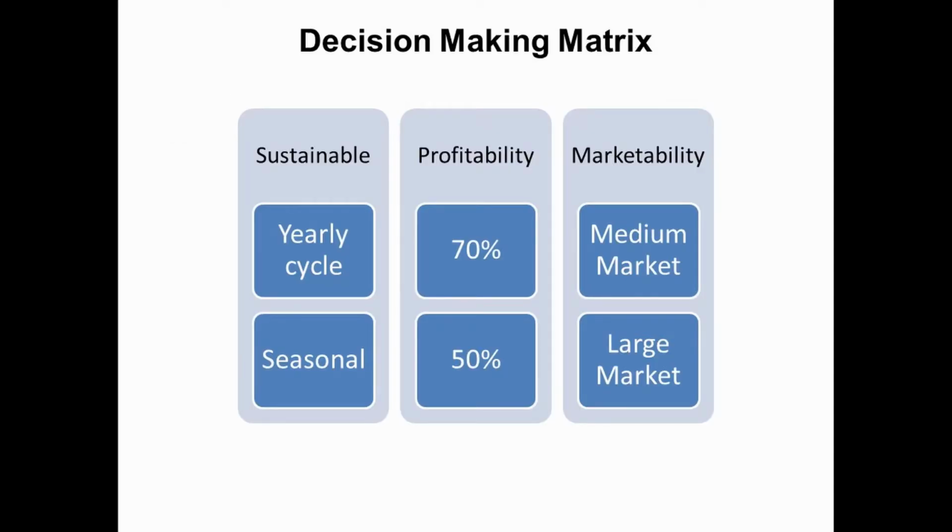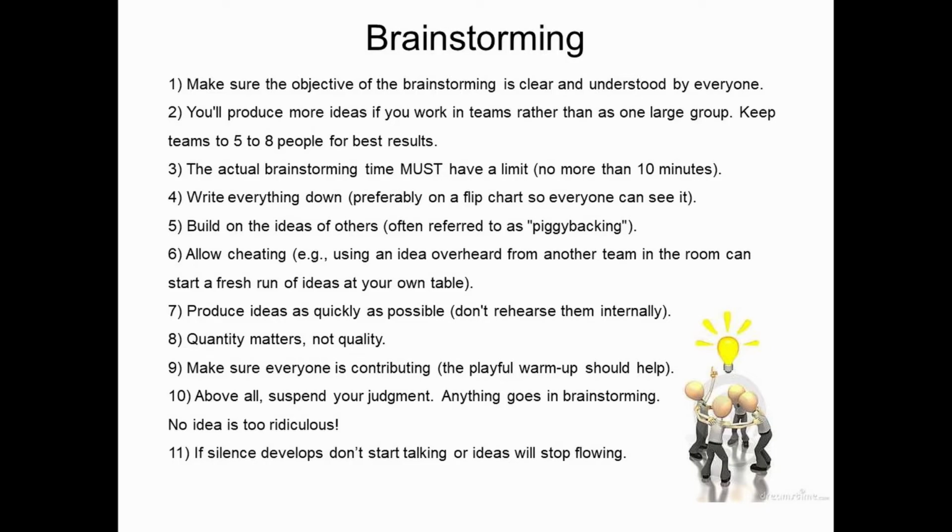Here is a very simple decision-making matrix. We've listed 3 areas that we're going to consider: sustainable, profitable, and marketability. And here are some of the areas that you consider underneath those areas. List them out and see how they impact your decision.